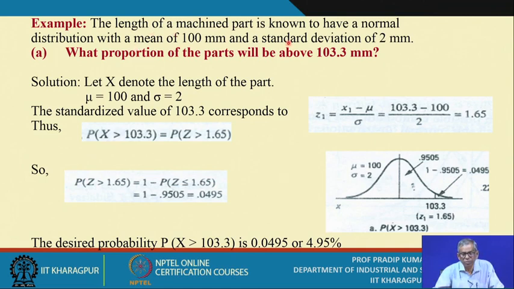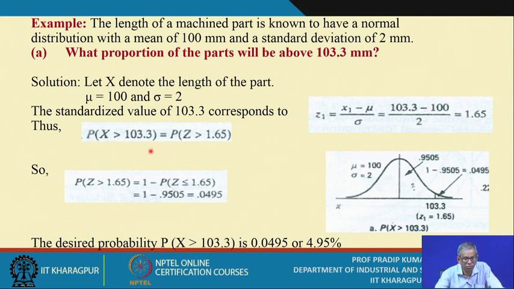The length of a machine part is known to have a normal distribution with mean of 100 millimeter and the standard deviation of 2 mm. Is it okay? So what proportion of the parts will be above 103.3 mm? So what you need to do, let x denote the length of the part. So mu is 100, sigma is equal to 2. So the standardized value corresponding to x1 of 103.3 is 103.3 minus 100 divided by 2, because sigma is 2, and so it is 1.65.